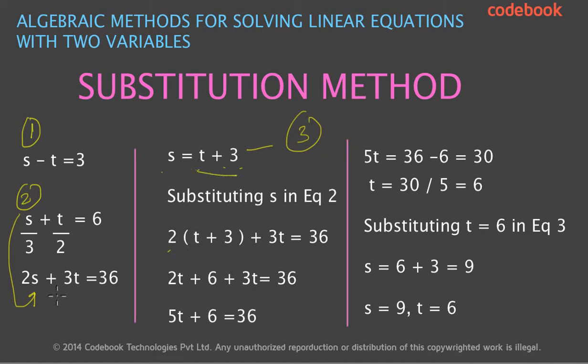So 2 times (t plus 3) plus 3t equal to 36. So this is nothing but 2t plus 6 plus 3t equal to 36, which is nothing but 5t plus 6 equal to 36. So 5t equal to 36 minus 6, which is equal to 30. So t equals 30 by 5, so t equal to 6. So now we are able to calculate the value of t, which is 6.